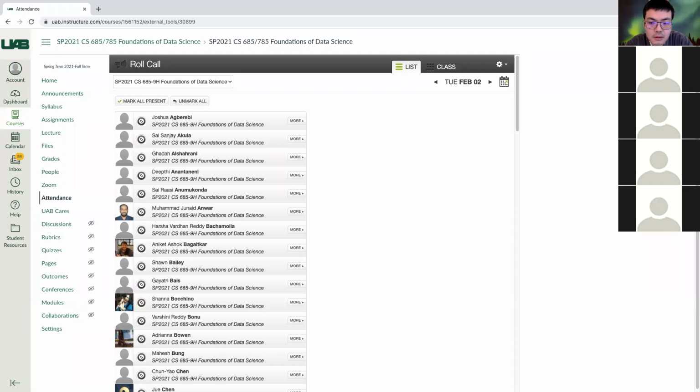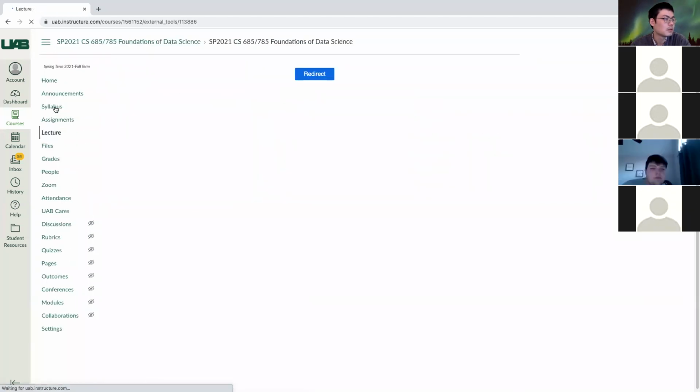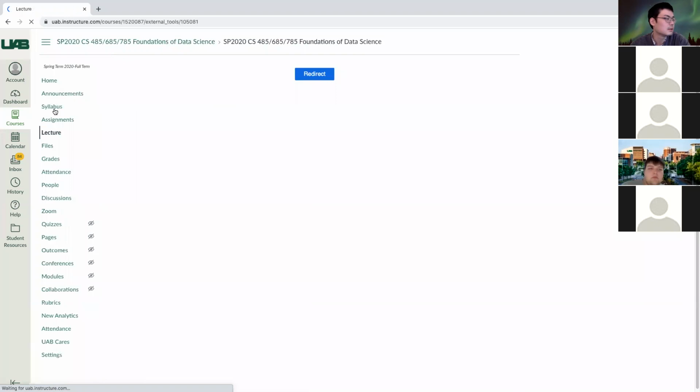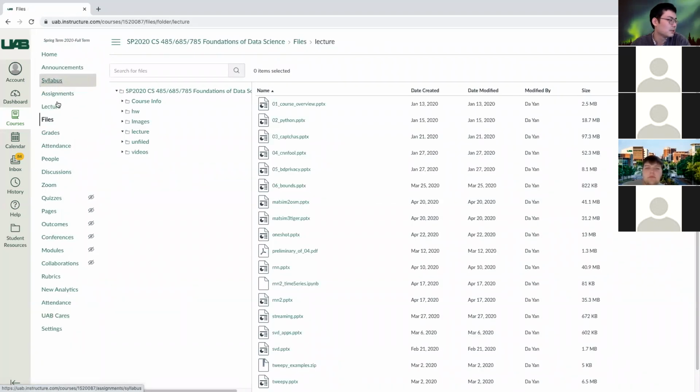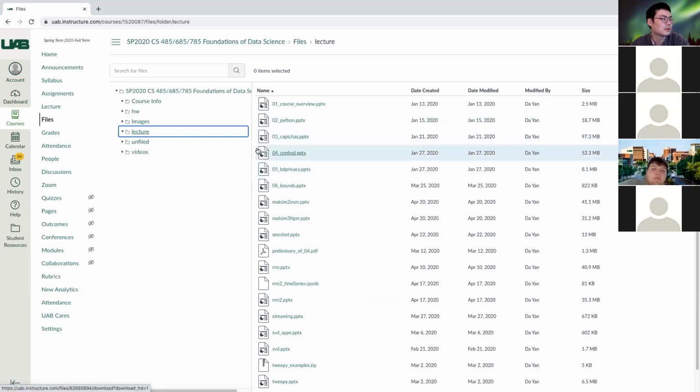The question I had was, when I go to Canvas and I click on files, I can get the stuff. But if I click on lecture, it tells me I don't have permissions, access denied. Oh, okay. So I think everything should be in the files. Files will have the lecture. Do you have access to this?